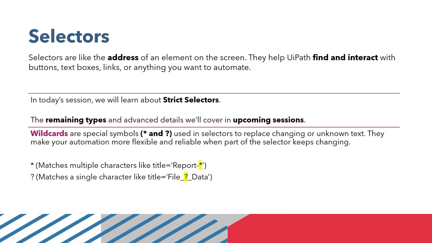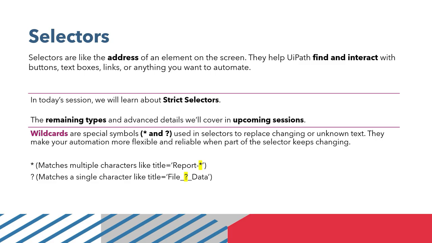another important part throughout your UiPath journey is selectors. We talk about them all the time because without selectors, we cannot perform UI automation. Now, let's discuss what selectors are. Selectors are like the address of an element on the screen. They help UiPath find and interact with buttons, text boxes, links, or anything you want to automate. In today's session, we will learn about strict selectors, and the remaining types and advanced details we will cover in upcoming sessions.